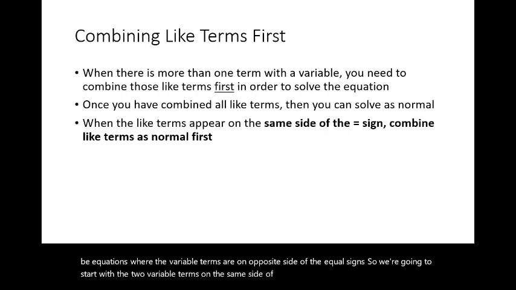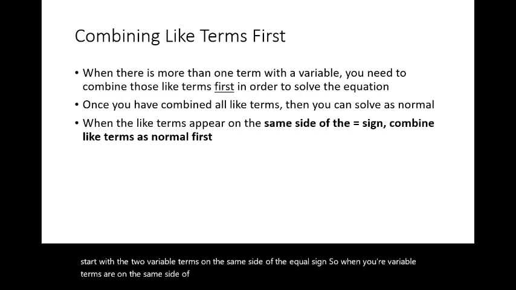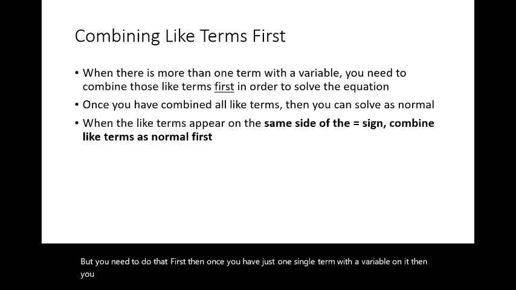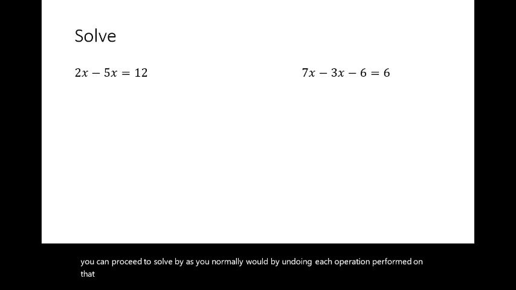So when your like variable terms are on the same side of the equal sign, you just combine like terms as you normally would, but you need to do that first. Then, once you have just one single term with a variable on it, you can proceed to solve as you normally would by undoing each operation performed on that one variable term.